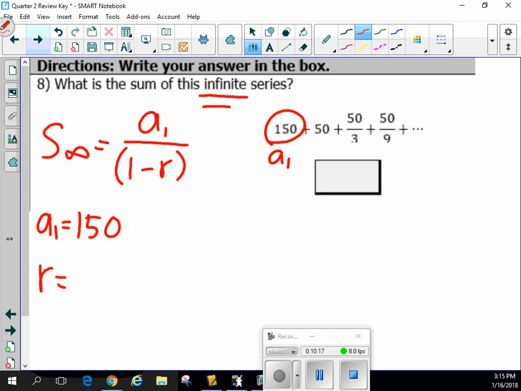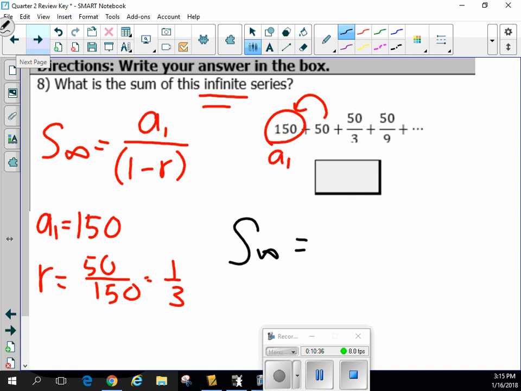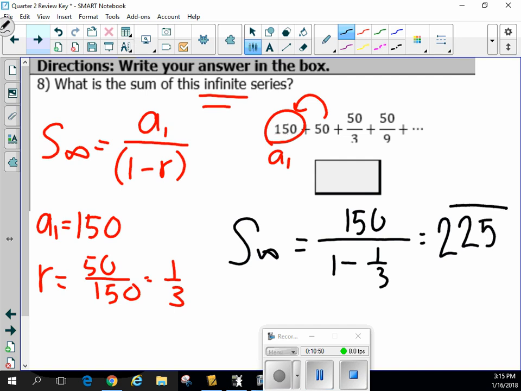And remember, to find r, you take the second term and divide it by the first. So 50 divided by 150 is going to give you 1/3. So now that we know a sub 1 and we know r, we're going to plug into this formula. S sub infinity equals 150 divided by 1 minus 1/3. You can just plug that straight into your calculator, and your final answer is 225.